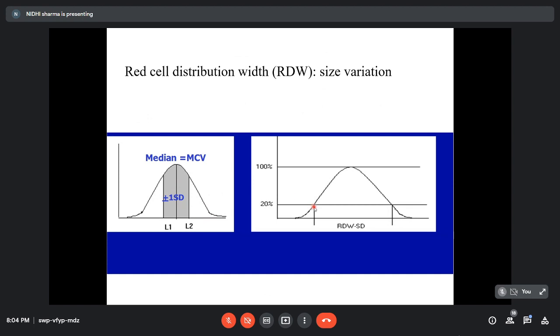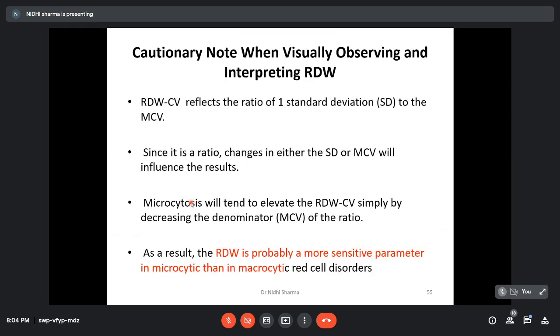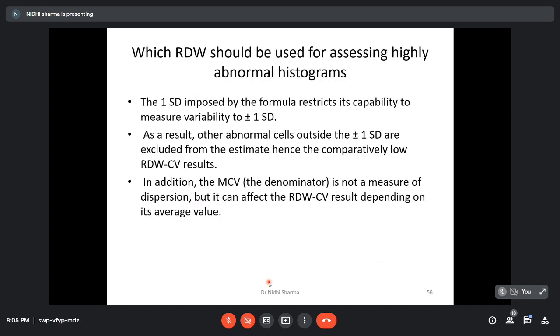between one standard deviation and does not look beyond it. Whereas if you look at the 20% distribution curve, we are open to two standard deviations, three standard deviations, and any kind of anisocytosis. So the degree of anisocytosis that RDW-CV tells us about is much less, and it is much more affected by your MCV. Therefore, in conditions in which you have a large number of microcytic or macrocytic population, RDW-CV becomes a little less reliable as compared to RDW-SD.